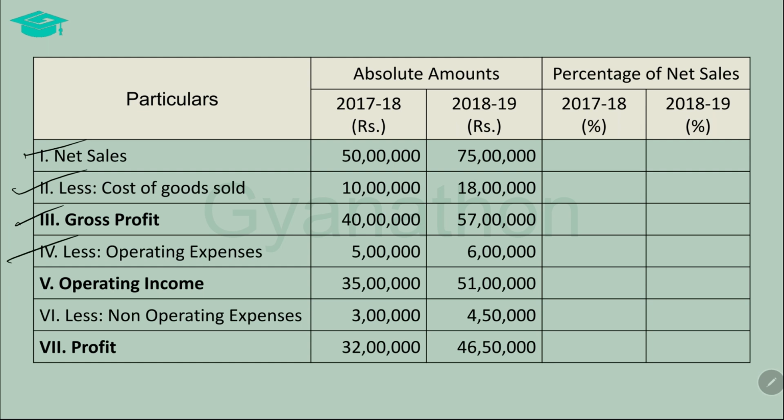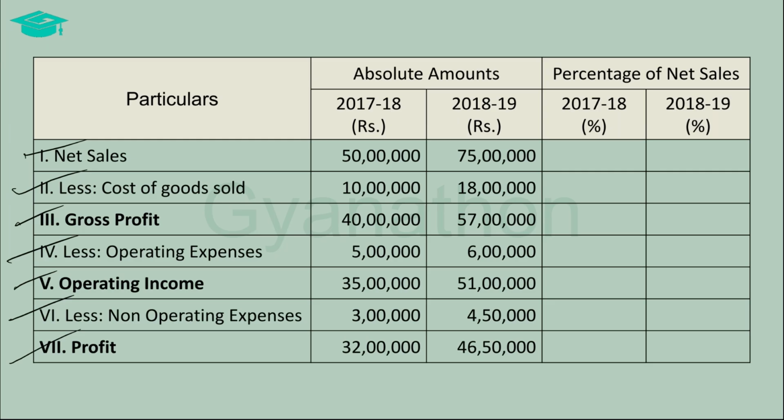The operating expenses for the 2 years are rupees 5 lakhs and rupees 6 lakhs. On deducting such operating expenses from the gross profit, the resultant operating income for the years 2017-18 and 2018-19 is rupees 35 lakhs and rupees 51 lakhs. The non-operating expenses that are incurred are rupees 3 lakhs and rupees 4.5 lakhs, and the resultant profit after deducting the non-operating expenses are rupees 32 lakhs and rupees 46.5 lakhs.